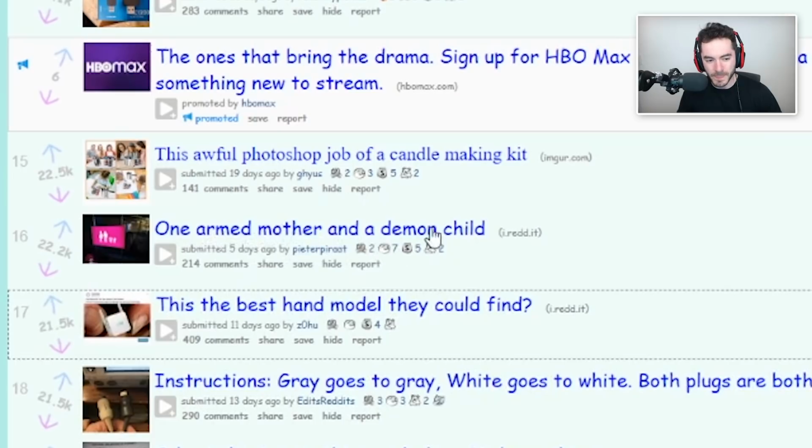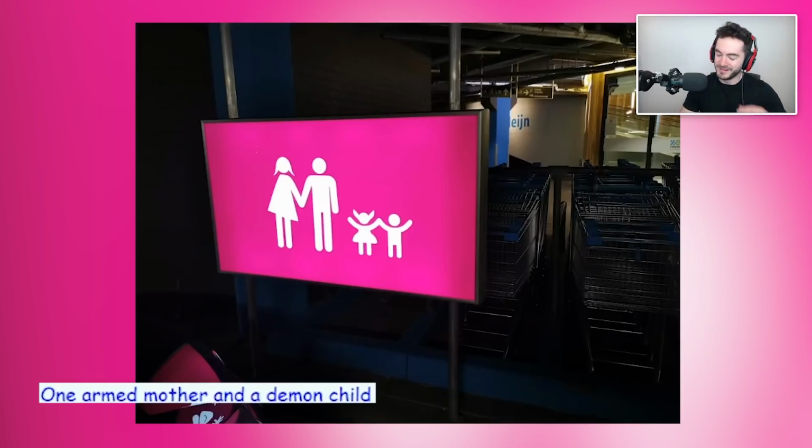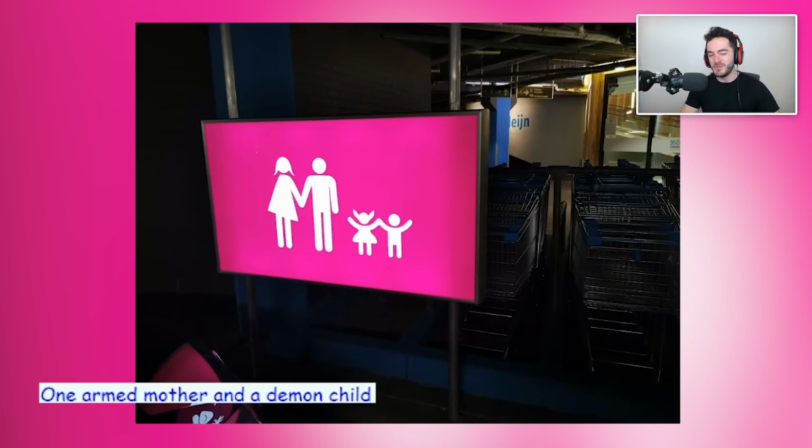One armed mother and a demon child. Oh God. The way I read this, I thought it was like a mother who is armed, like she's carrying a rifle or something, and then in the other hand she's carrying a demon child, and I was like, wow, that sounds like a very intimidating picture. Like one of the horsewomen of the apocalypse, riding in, but this makes slightly more sense, although maybe not at the same time.